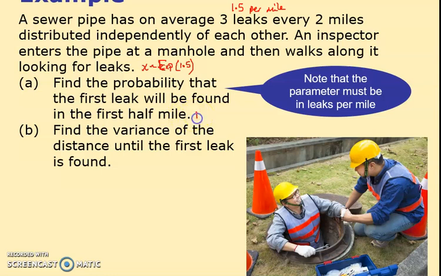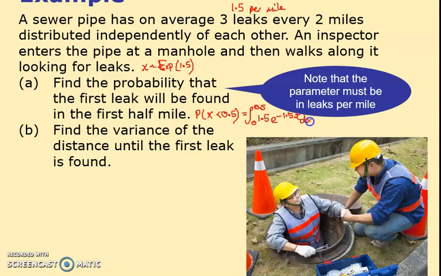So we're going to have to do the probability that we get our first one within the first half mile. I suppose that's an x value between 0 and 0.5. And I'm going to integrate this from 0 to 0.5 then. And it's going to say 1.5 e to the minus lambda, which was 1.5 as well, to the x.